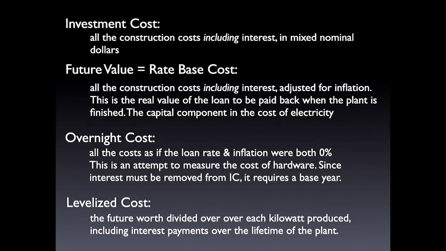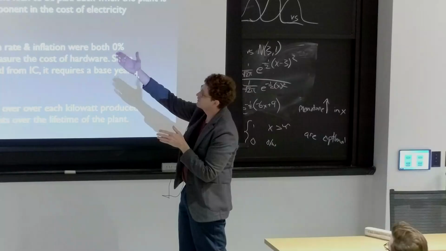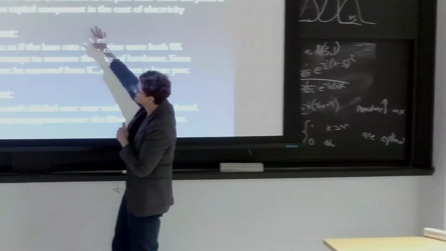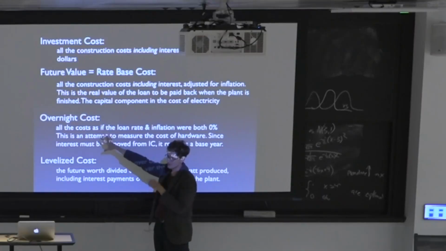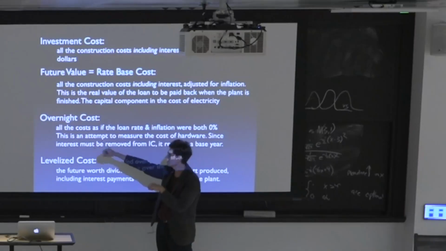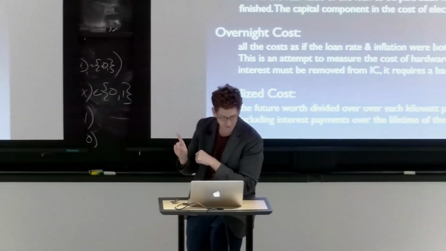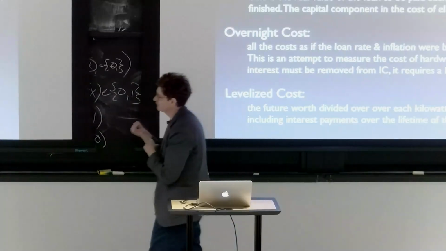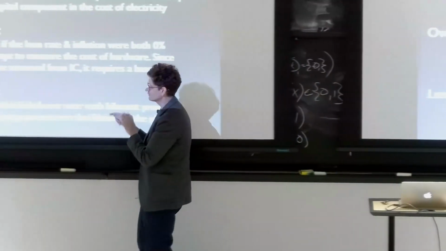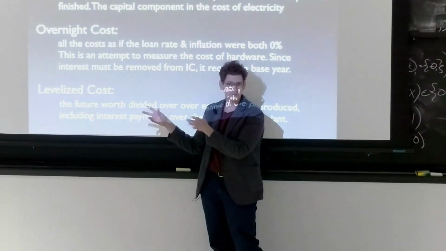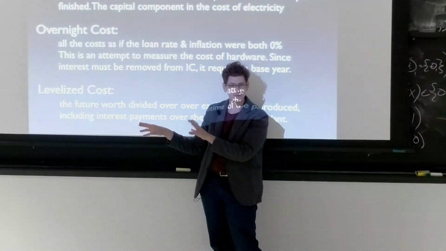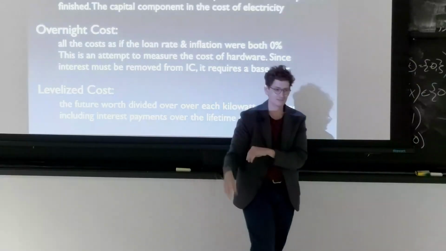All right, I just want you to remember these terms. You'll come across them in your career. Investment cost is that number at the end. Future value or rate-based cost is basically the same thing. Overnight cost is the technology cost without the part caused by the construction delay, the interest paid during construction, IDC, interest during construction. And levelized costs, we haven't talked about yet. I think I have a slide, but I'm going to wait a little bit later to get to levelized costs. Levelized cost is, if you want a single number for the cost of electricity, a way to do that, but there are a lot of embedded assumptions, so you have to be careful about using levelized cost.